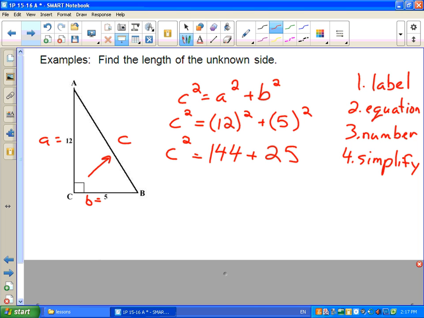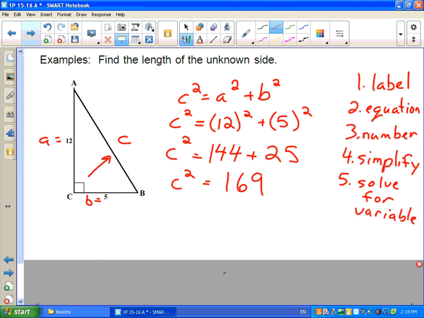And then we can add these two numbers together. 144 plus 25 gives us 169. And the last step is that we want to solve. Oh, that's not how you spell solve. Put my L and my V together there. We want to solve for our variable.